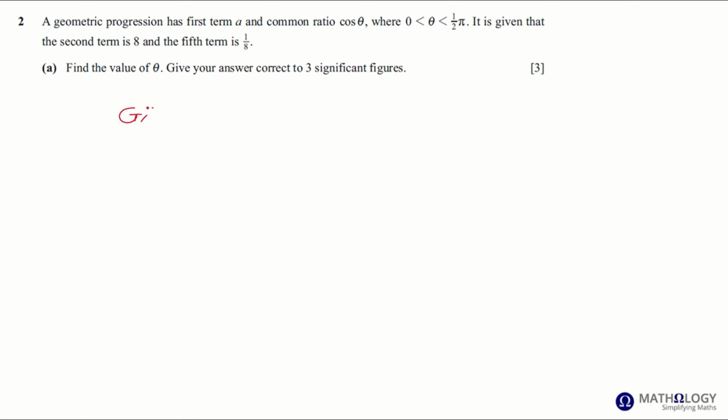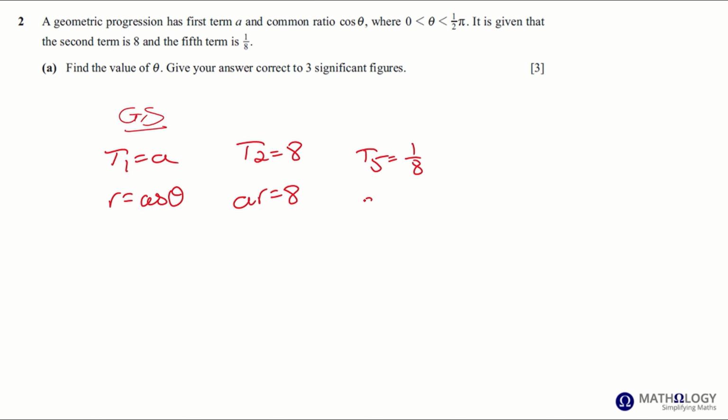Okay, so we have a geometric progression. The first term is a and the common ratio is cos theta. The second term is 8 and the fifth term is an eighth. So we're going to take the general expression for the second and fifth term of a geometric progression. Respectively, the second term is ar, so ar equals 8, and the fifth term is ar to the 4, and that equals an eighth.